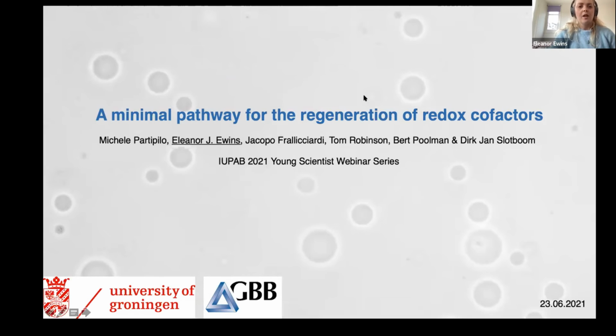I want to talk today about a project I've been working on in our group, which, as you can see here, is a minimal pathway for the regeneration of redox cofactors. So quite different from the previous talk. This will be a synthetic biology, biochemistry talk.